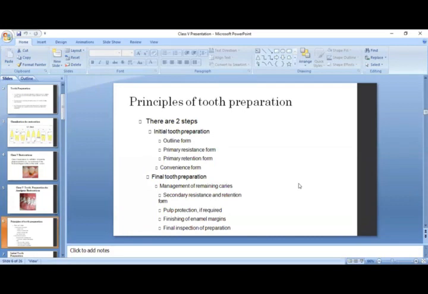While the retention form means that the filling material you put in the cavity should not be dislodged or pulled out. If the pulling forces somehow succeed in pulling out that filling material from the tooth structure, that means you did not properly design the retentive features in that cavity, so that the filling material would definitely come out from the tooth structure.